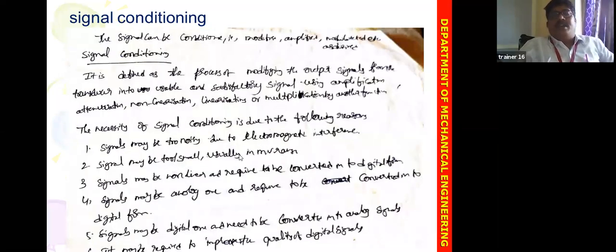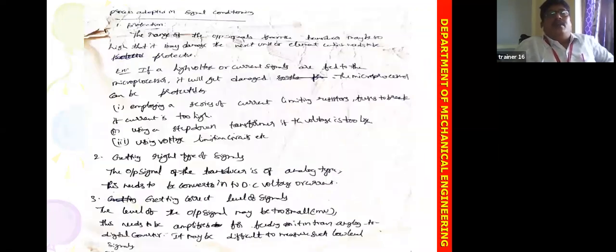These are the necessities. If the signal is too noisy, then we can go for signal conditioning. If the signal is too small, usually in the millivolt range, or non-linear, we have to convert it into linear. If the signal is analog, we have to convert it into digital. If the signal is digital, we have to convert it into analog. So these are the processes adapted in signal conditioning: protection, getting the right type of signals, getting the correct level of signals, manipulation, and eliminating the noise.